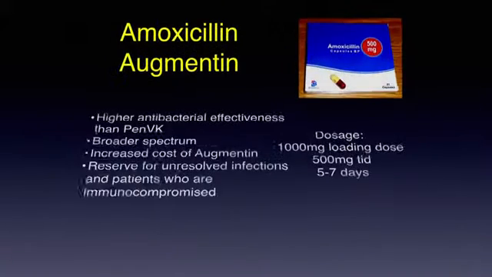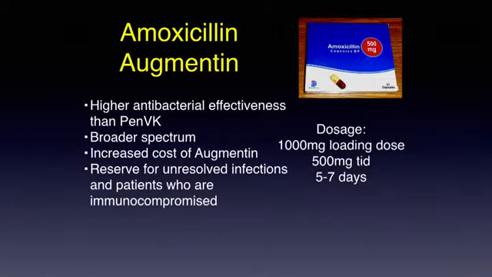Amoxicillin and Augmentin, which is amoxicillin plus clavulanic acid, have a higher antibacterial effectiveness than Pen VK. But because they have a broader bacterial spectrum, we typically reserve these medications for unresolved infections and patients who are immunocompromised. Augmentin tends to be more expensive. There is a generic form that has become available just in the last few years, but even the generic form still costs about $80 to $90. One thing to note is that the dosage is 3 times a day as opposed to the other antibiotics, which are taken 4 times a day.